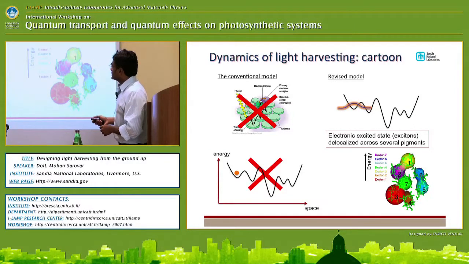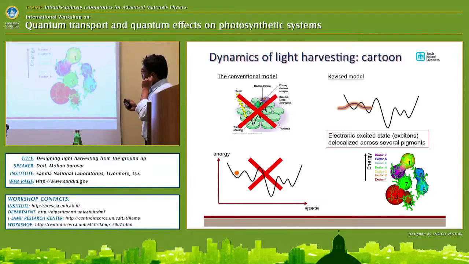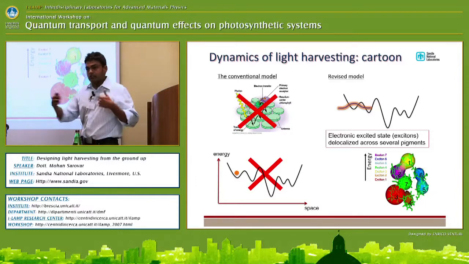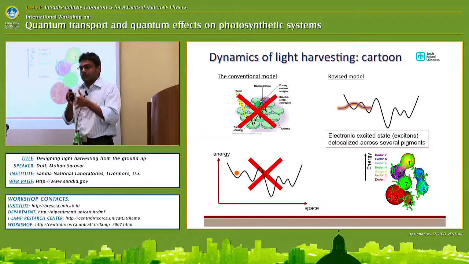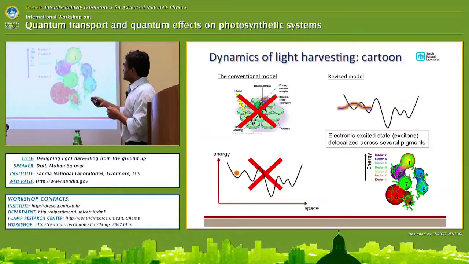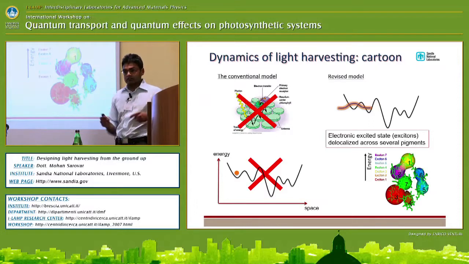So that's not correct. The correct picture is firstly where the electronic excited states are delocalized. So they're not point-like quasi-particles. They're actually delocalized in some energy and space. So here is an example of these excitons, these electronic excited states in this simple system of the FMO complex, where the numberings are the sites, or the chromophores, and the excitons, these blobs, are meant to indicate the amount of delocalization on them.